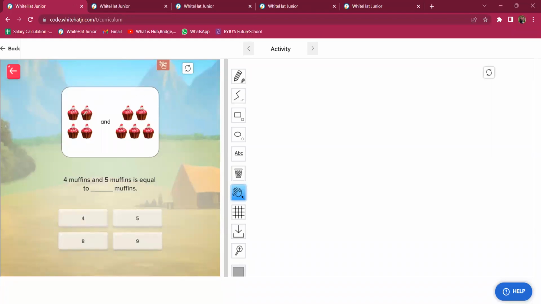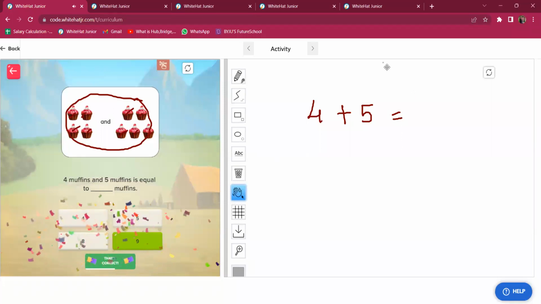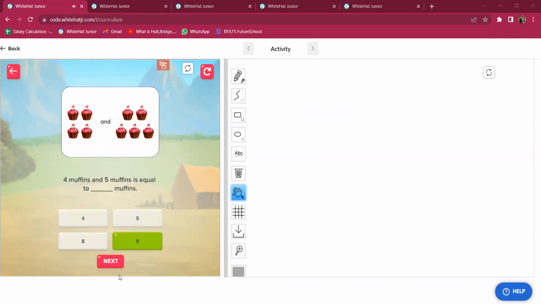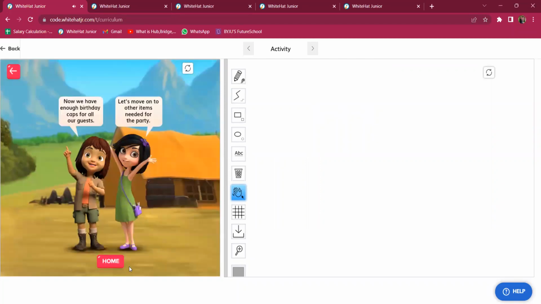Here we have 1, 2, 3, 4 muffins and 1, 2, 3, 4, 5 muffins. So 4 and 5 will be equal to, that means 4 plus 5 will be equal to, we have to count it all together. 1, 2, 3, 4, 5, 6, 7, 8, 9. So the answer is 9. We'll click on 9, check our answer and move to the next question. Good job. They have made enough party caps for our guests. Let's help them in making some other item.